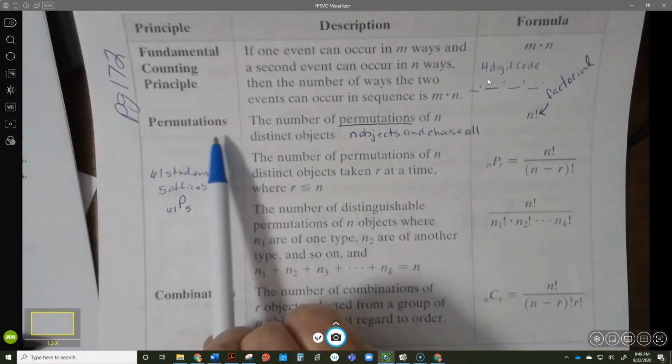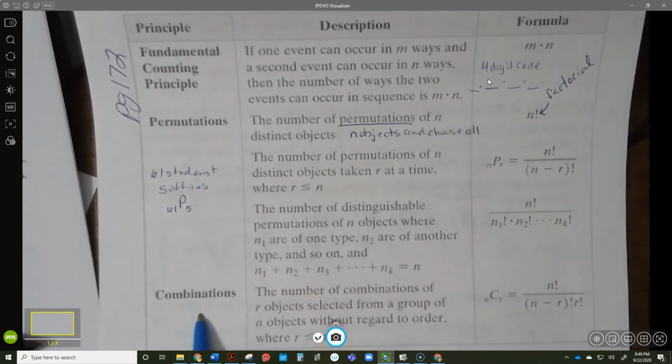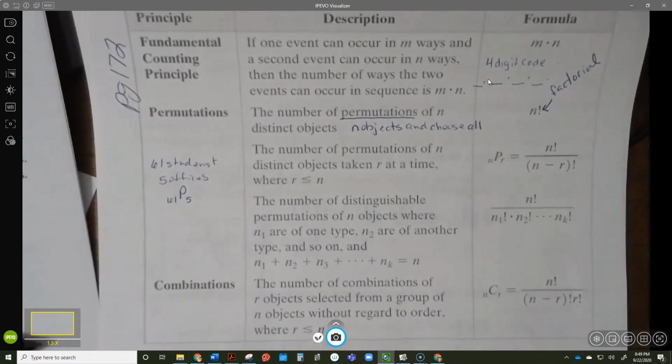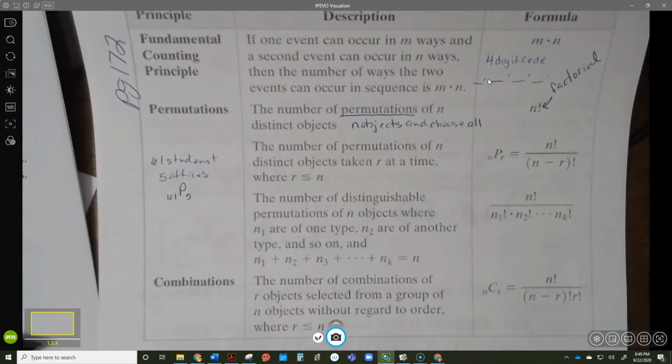Now you need to know the difference between a permutation and a combination, okay? A permutation and a combination. Here's the only difference between the two of them, and that is whether or not order matters. So here's the easiest way for me to tell you how I remember a permutation.